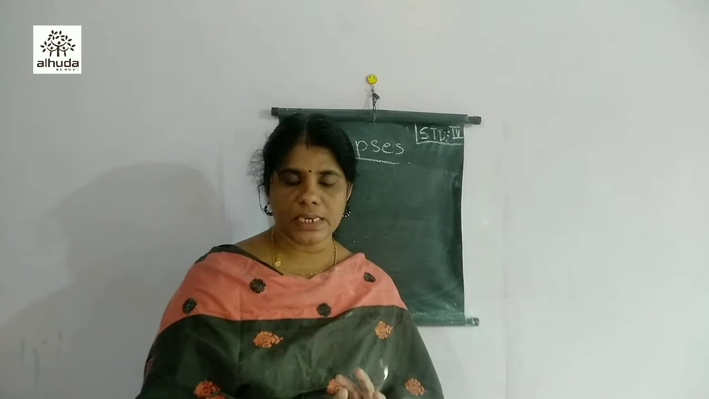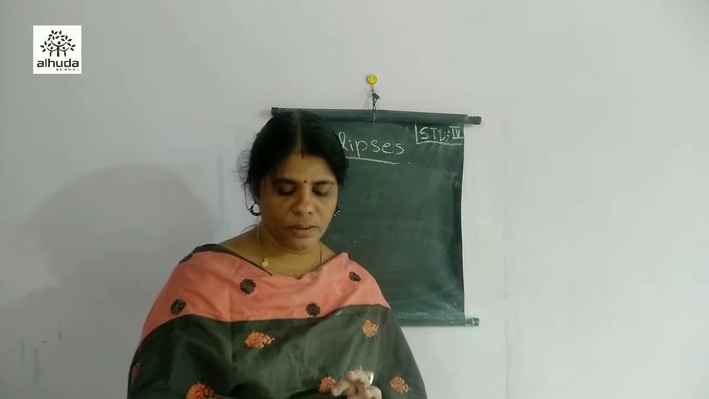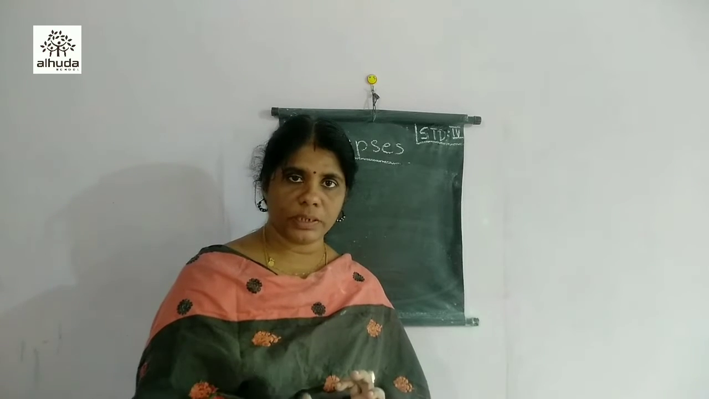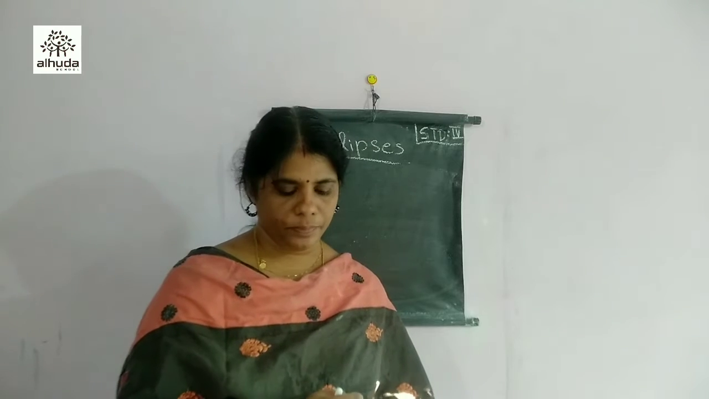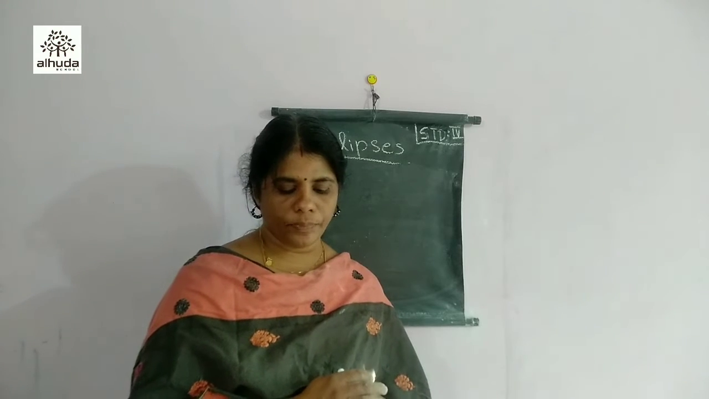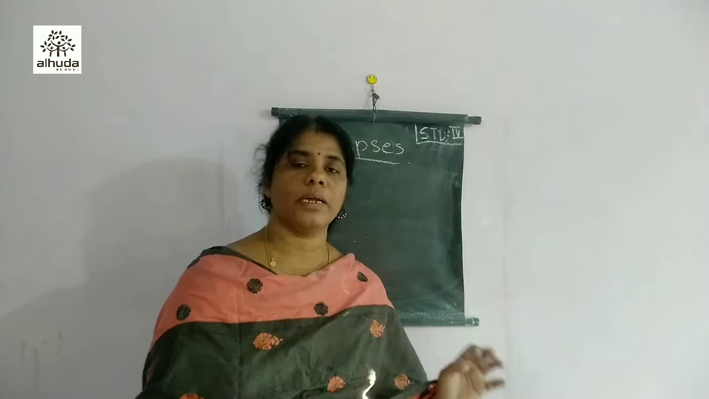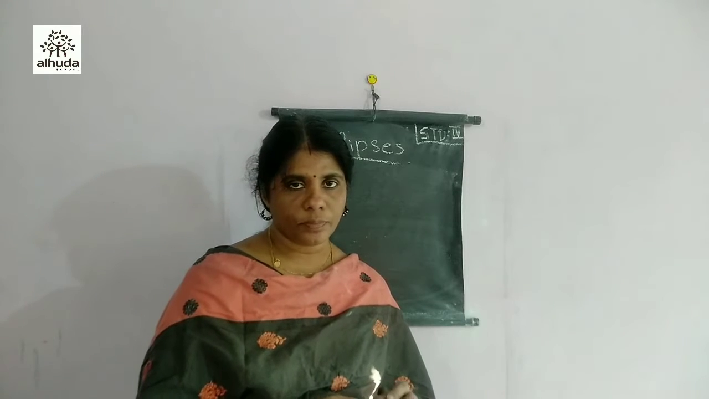When the opaque object is close to the light source, the shadows become bigger. And when the object is far away from the light source, the shadows will be smaller.